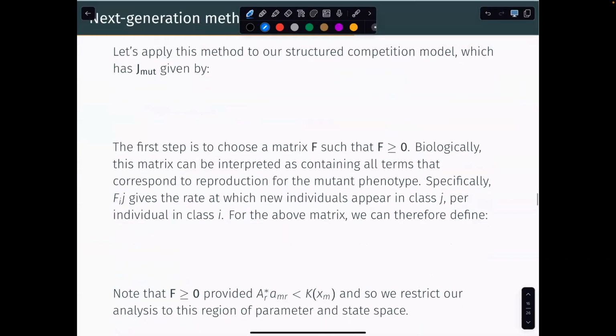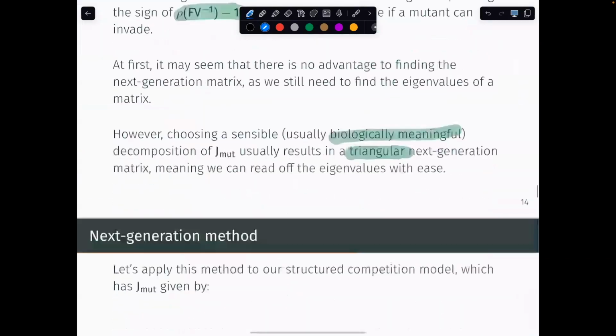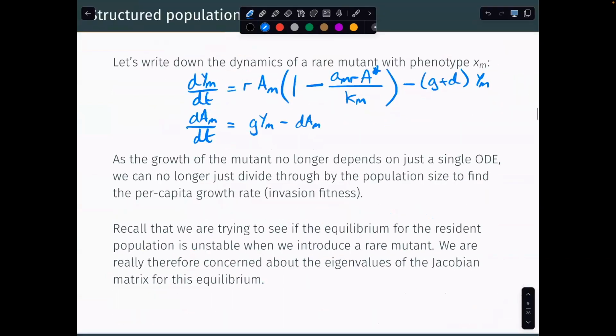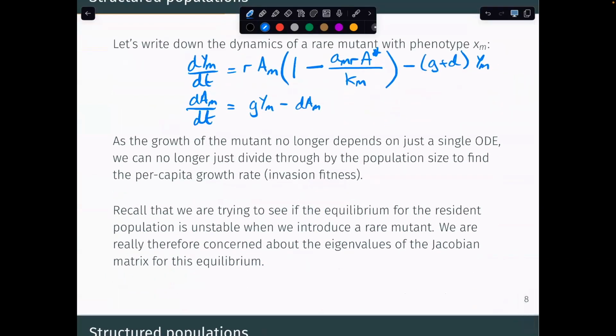So let's apply this to our structured competition model. In fact, I'll just go all the way back up a second. You remember the mutant dynamics for our structured competition model were given here.